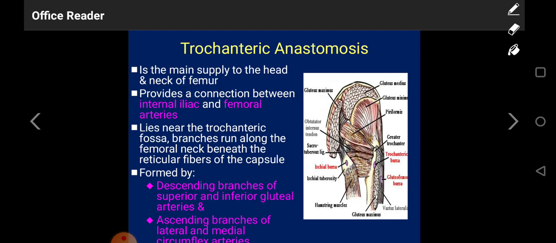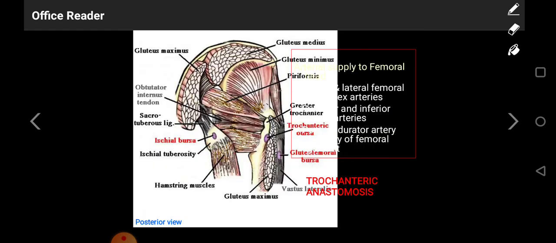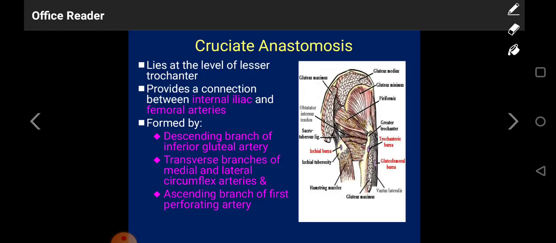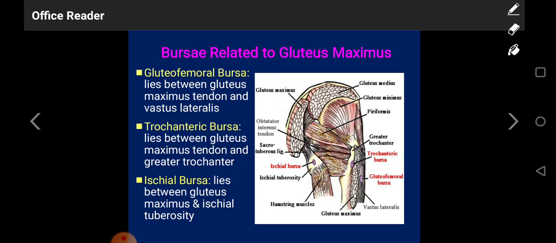Then we have the trochanteric anastomosis. This anastomosis is found on the greater trochanter of the femur. Then the cruciate anastomosis, which lies at the level of the lesser trochanter.